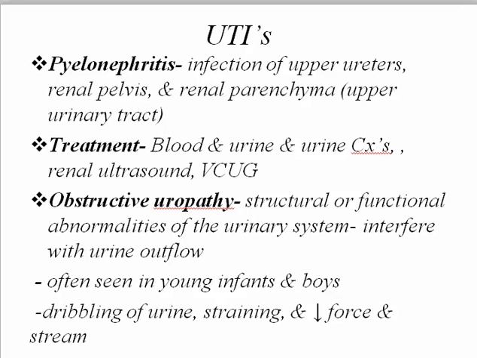The child is straining to urinate. There's a decrease in the force and size of the urinary stream. So if there's an anatomical defect, surgical correction is required. They might have a reflux or a bladder neck obstruction. And of course, when they come in and they suspect pyelonephritis or even obstructive uropathy, they would do that VCUG or renal ultrasound.